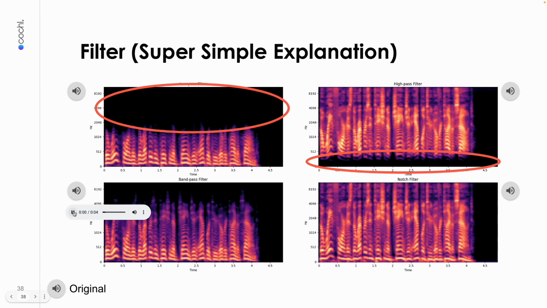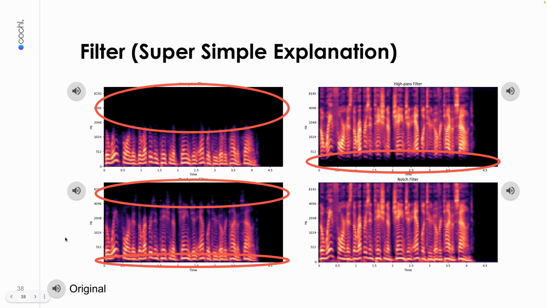If you apply a band-pass filter that filters out both low and high-frequency bands, only the corresponding frequency band will be emphasized and heard.